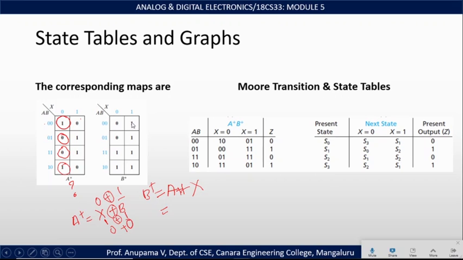Similarly, when a is 0, x is 1, B plus will be 1. Similarly, when a is 1 and x is 1, B plus will be 1. So, this is the table. What is the next step?